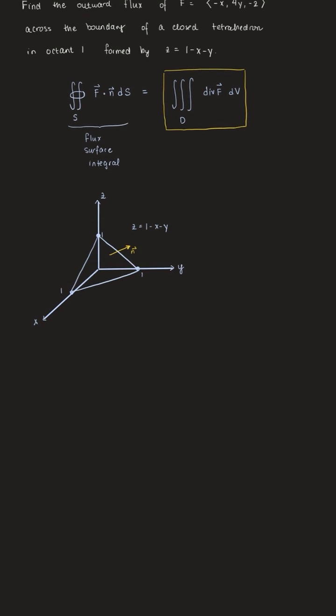All right, so the divergence of our field is pretty straightforward. It is the dot product of del with our vector field, and our vector field is negative x, 4y, and negative z. Let me just write it here so we can see it. So del dot F will be the partial of negative x with respect to x, which is negative 1. The partial of 4y with respect to y is 4. The partial of negative z with respect to z is negative 1. So this gives us a divergence of 2.